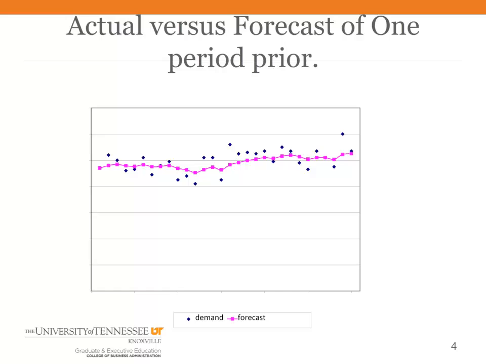This curve shows the actual demand. The little diamonds show the actual demand that occurred each week, and then the squares connected with the solid line is tracking the forecast. So you can see the forecast is actually smoothing out the random variation in the demand and hopefully tracking whatever pattern there is in the demand.